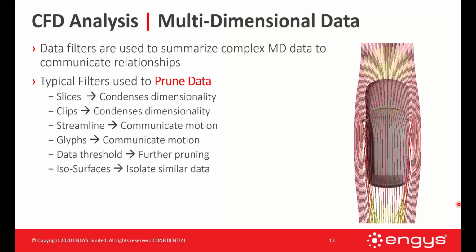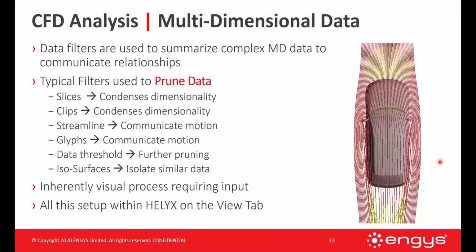strongly. Also, data threshold. This is for further pruning, and then isosurfaces. It really helps us isolate similar data. So if we're talking about chemical reactions, maybe it's at an equimolar mixture isosurface. If we're looking at vorticity, different isosurfaces give us different points in space that are at the same vorticity. And this in itself is an inherently visual process that requires input. So this is where human judgment comes into play.